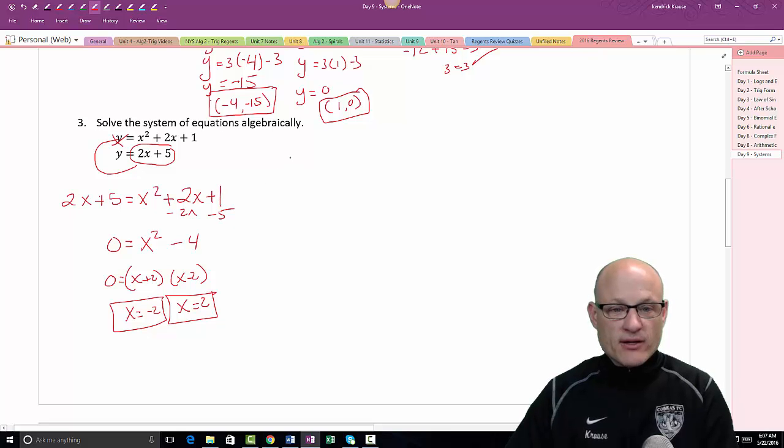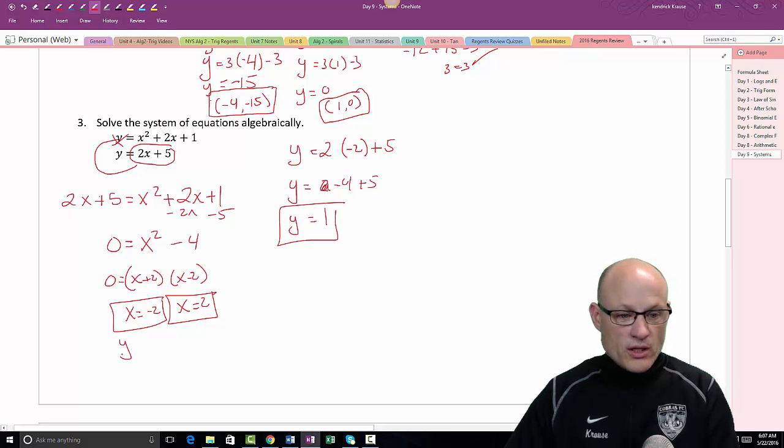All right, got to find my y values. y is equal to 2 times negative 2 plus 5. So y is equal to negative 4 plus 5, which is equal to 1. So my point is negative 2, 1. And we'll check the other one.